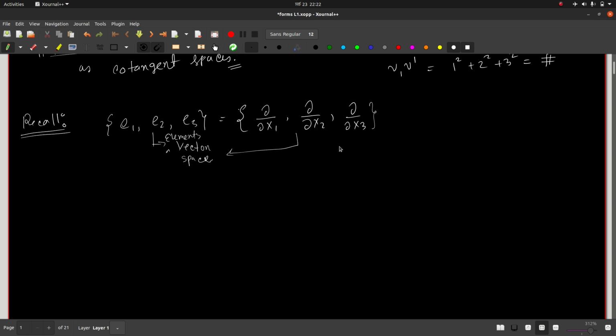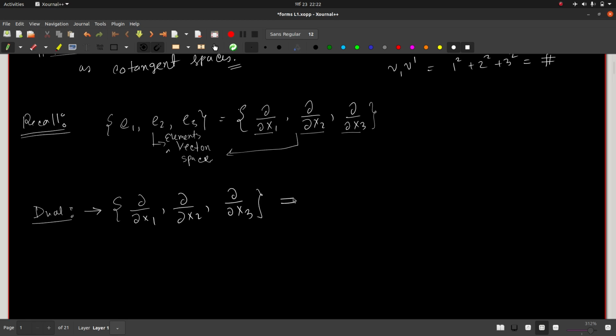So our goal is to find the dual elements, that means the dual basis elements of these operators, and we write the dual version of these operators as follows. This is the dual version. We can write it as dx1, dx2 and dx3.